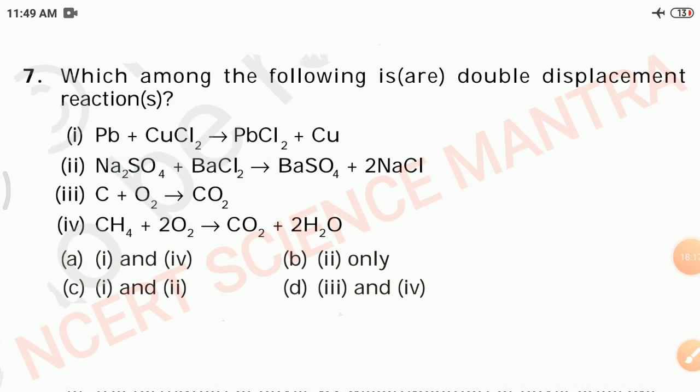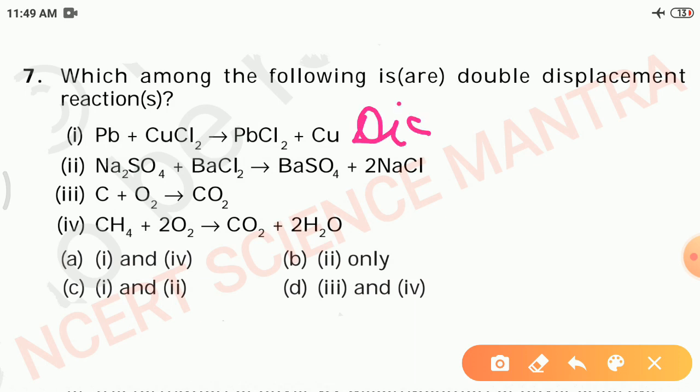Question number 7 is, which among the following is or are double displacement reaction? First one is lead plus copper chloride gives lead chloride plus Cu. It is actually a displacement reaction, not a double displacement reaction. Here lead is more reactive than copper, so it will displace copper from its salt.